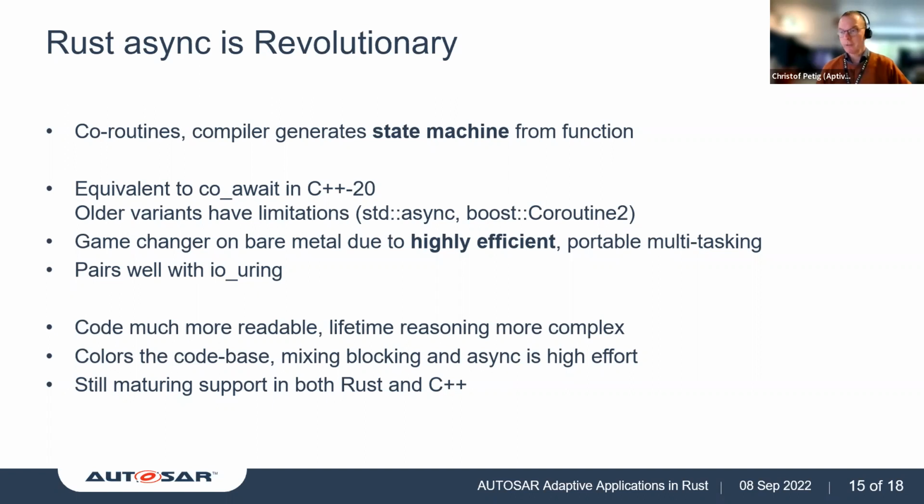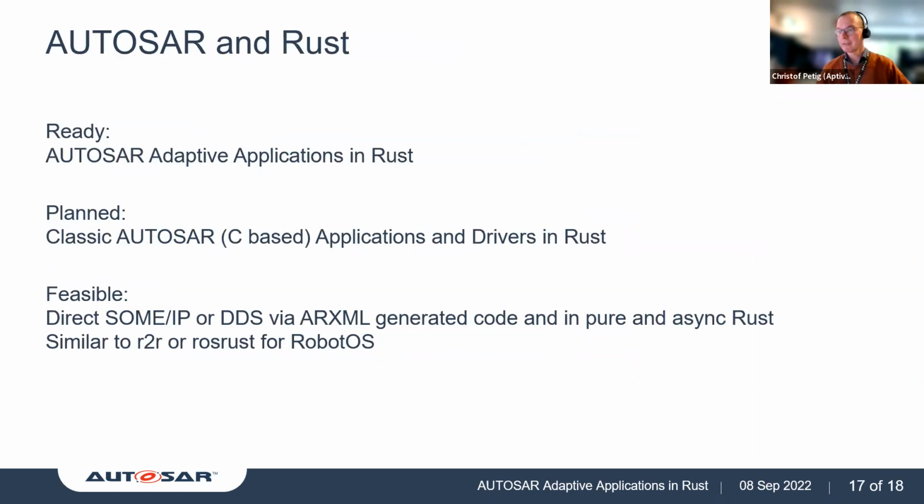This makes the code more readable, but lifetime reasoning is more complex because any references you pass to a function might outlive the calling of that function, because there's additional state which is collected within that function and then handled by the executor. And also mixing async and non-async code is very difficult. Also, both Rust and C++ are still evolving here. If you proceed to the next and next.